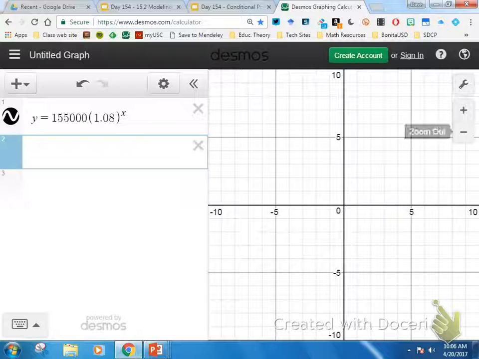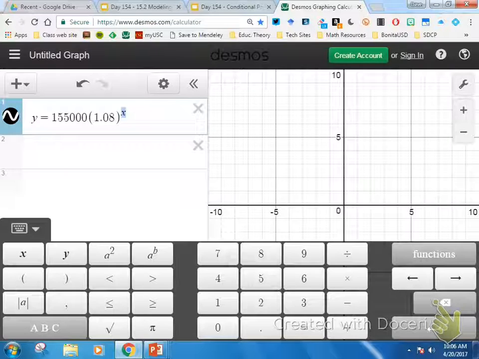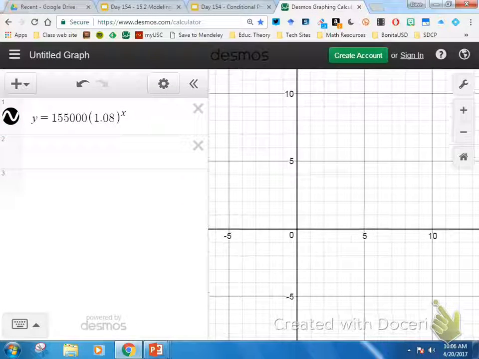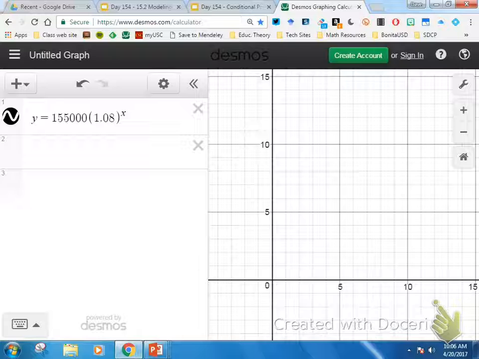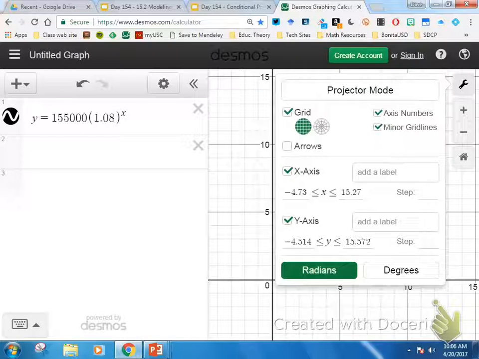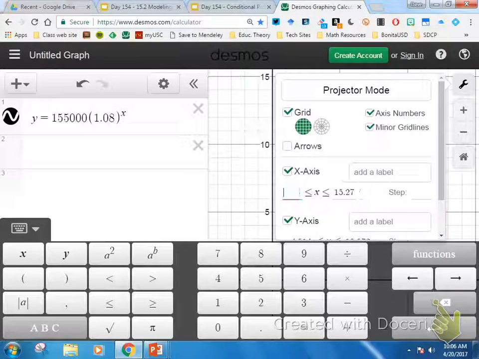We have to zoom out, right? And what does X represent? What did X represent, by the way? Time, right? The number of years. So how much time were we talking about in the problem? Well, we were talking about like from 0 to 10 years. So we're going to change our zoom for our x-axis to go from 0 to 10.